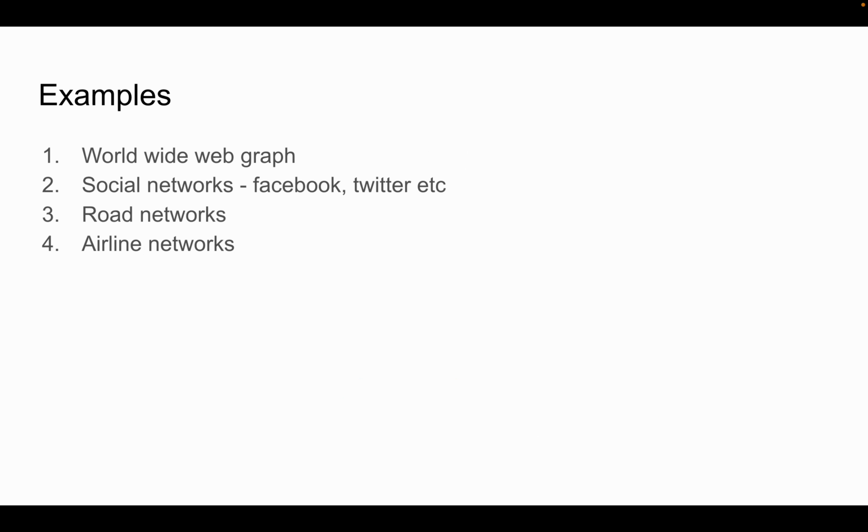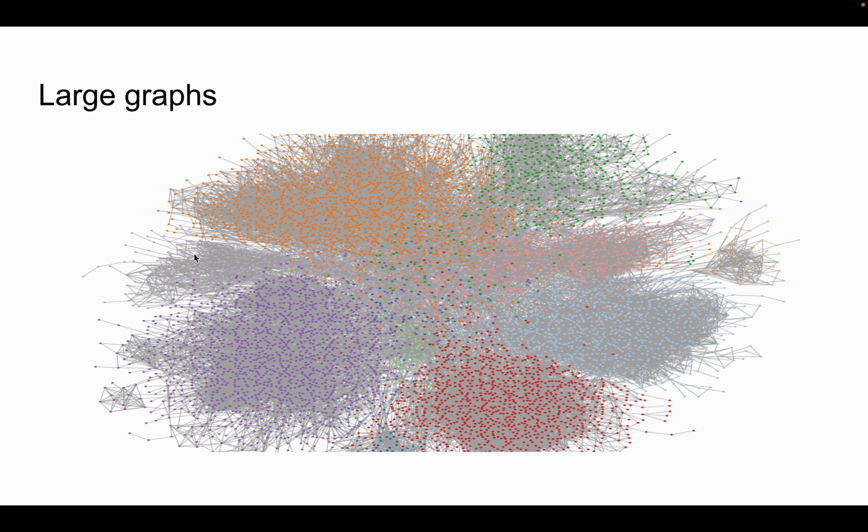Some examples of graph data are the World Wide Web graph. In the World Wide Web graph, the web pages represent nodes, and the hyperlinks represent the edges. In social networks like Facebook, each individual represents a node, and the friendship relationship between those individuals represents the edges. Similarly, in road networks, the cities represent nodes and the road connections represent the edges. Similarly for airline networks.